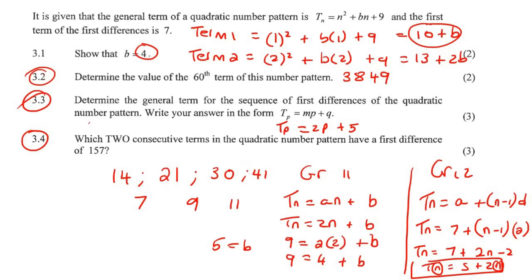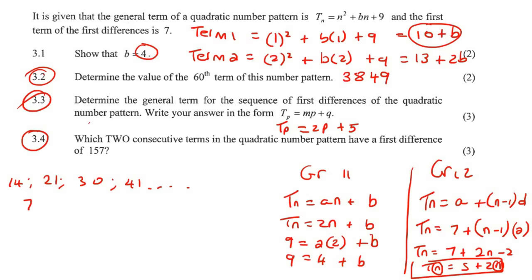Okay, so that's the quadratic pattern that we had. I just moved it up a bit. Then we've got the first difference numbers, which is 7, 9, 11. Now they ask which two consecutive terms of the number pattern will have a first difference of 157. Remember, these are the first differences. So we could say that these two have a first difference of 7. Ignore this part right now, we'll get back to that.